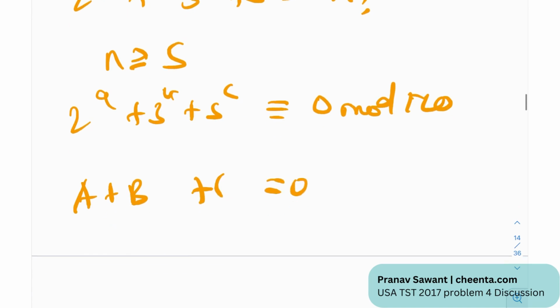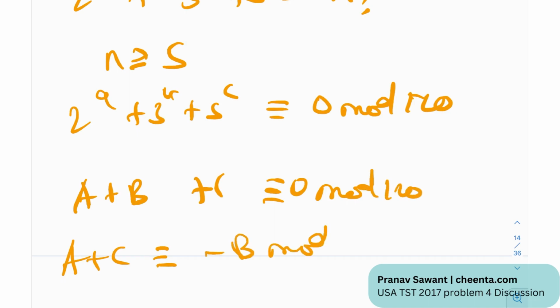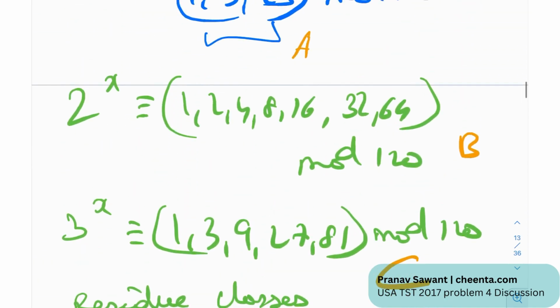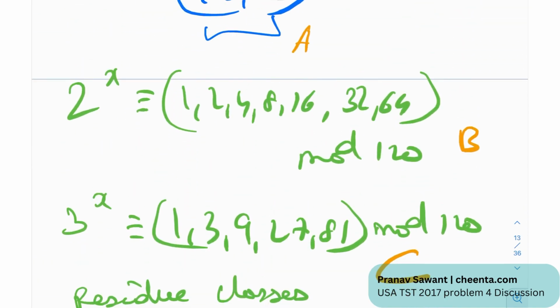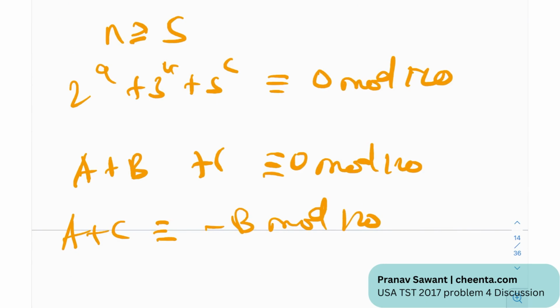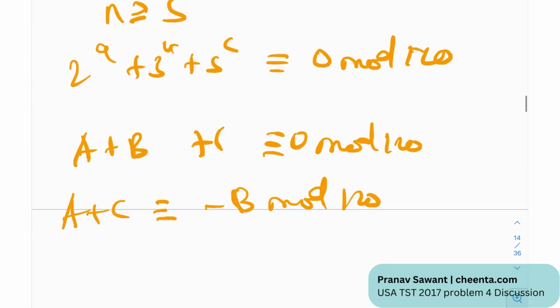In other words, a plus c needs to be congruent to negative b mod 120. You could have just checked whether a plus b plus c for any values is ever equal to 0 mod 120, and it's not. What I'm doing right now is simplifying it a little bit so that we can formulate it more easily.